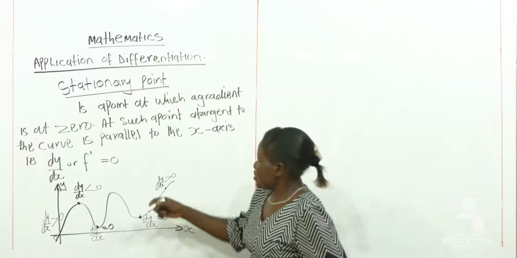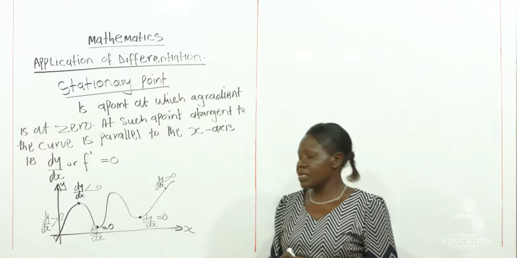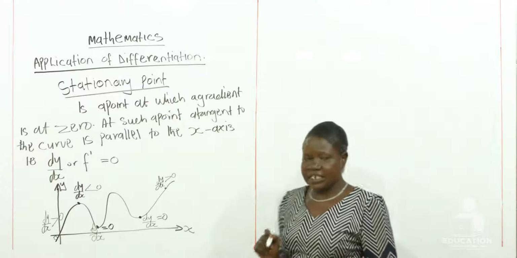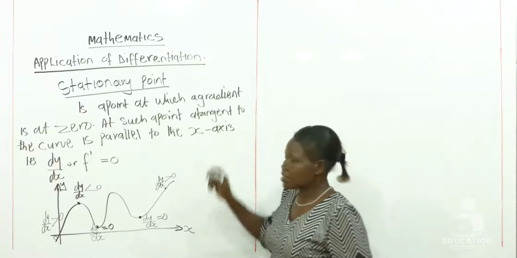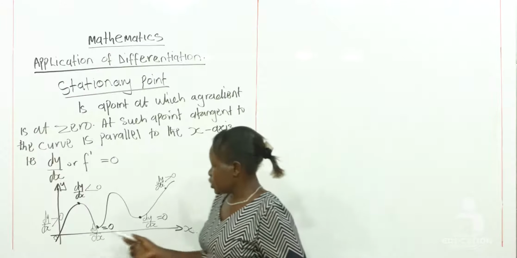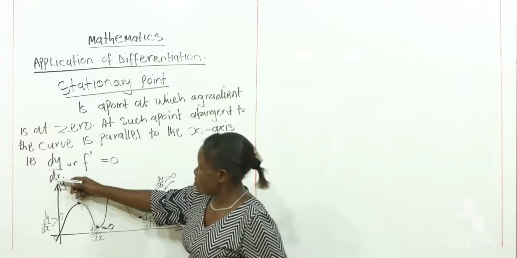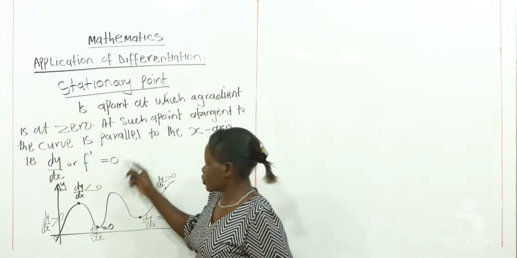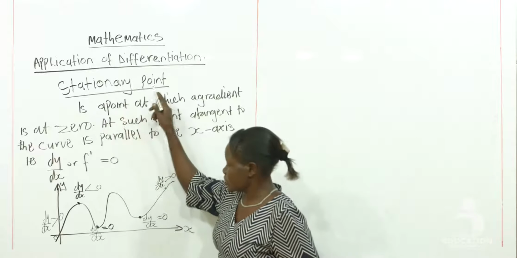At a certain point, you'll find that at that particular point where you are at 0, at a fixed point, the tangent is parallel to the x-axis. What is a tangent? A tangent simply means a point of contact. A point of contact becomes parallel to the x-axis. So mathematically, we say dy over dx or f'(x) equals 0. When you find f'(x) equals 0, just know that this is a point at which the gradient is 0, which is a stationary point.